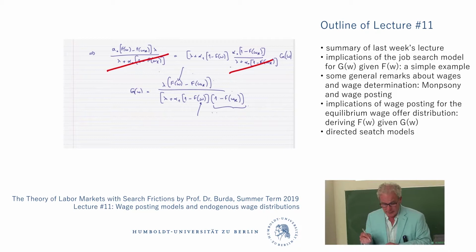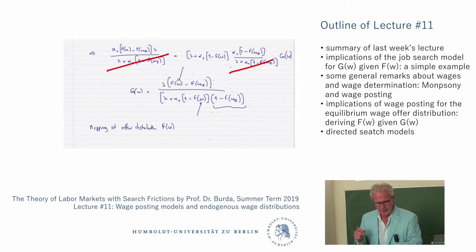This function maps the offer distribution F. And again, it's a function. It's not a single value of a variable. It's mapping a whole function into this new function G, defined for all W coming from what interval?